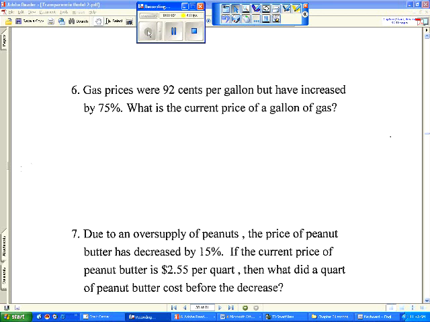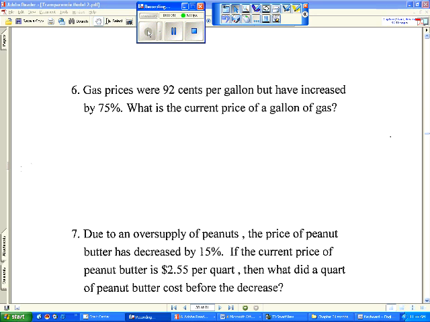The Chapter 3 review, question number 6. What we're doing is challenging you to see if you know the rules or not. We're telling you what page to go to look at those rules in case you don't know them, right? So, number 6, it says gas prices were 92 cents per gallon but have increased by 75%. What is the current price of a gallon of gas?